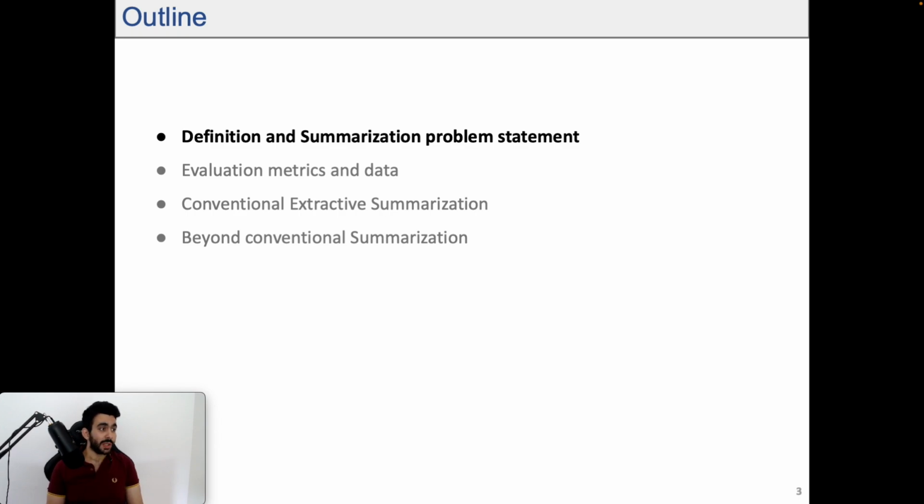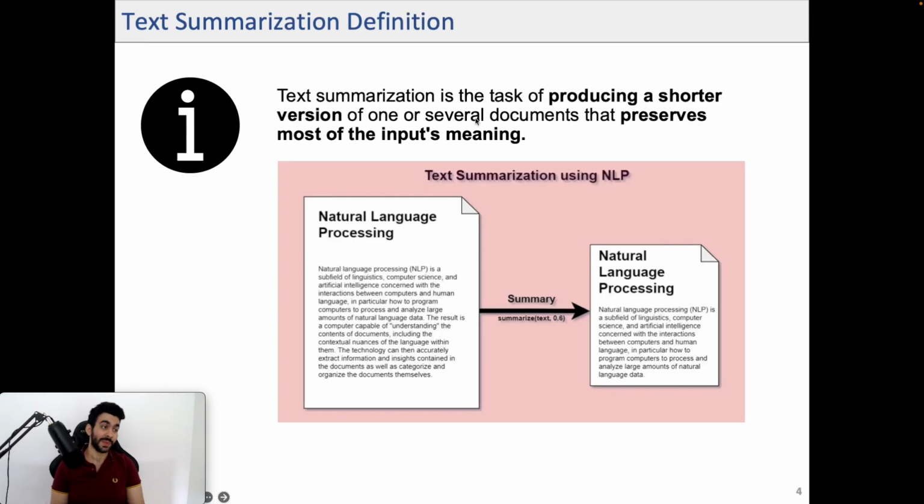Then we're going to fly over the evaluation metrics and multiple datasets that we have within the field. Then we're going to explore a couple of algorithms which are suited for conventional extractive summarization. Then we're going to go beyond conventional extractive summarization and see an algorithm which solves the problem in a slightly different way. So let's start the journey right away with a text summarization definition.